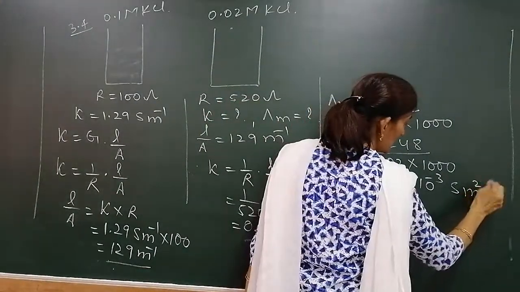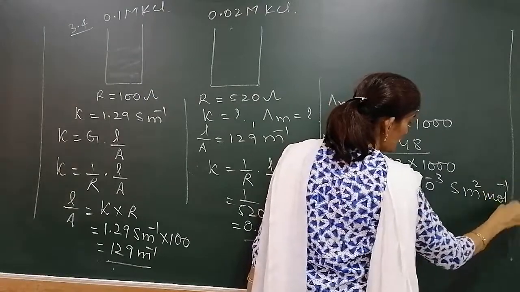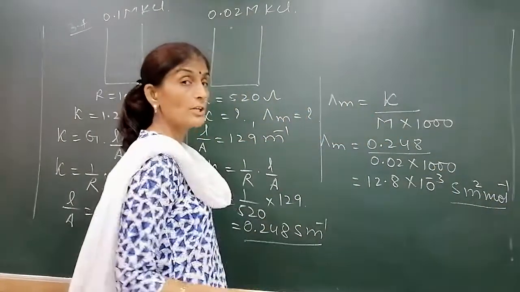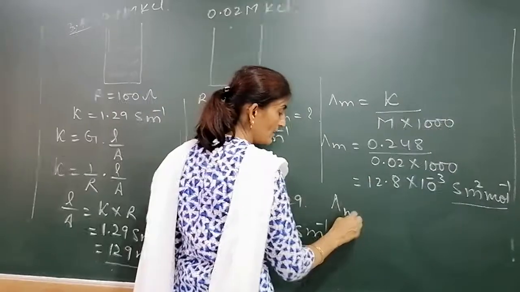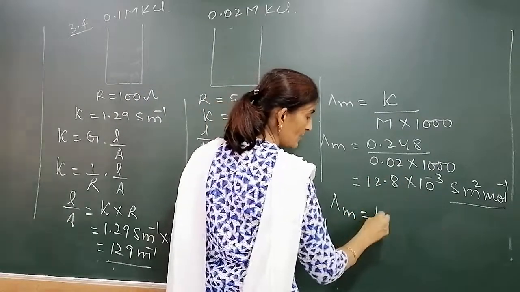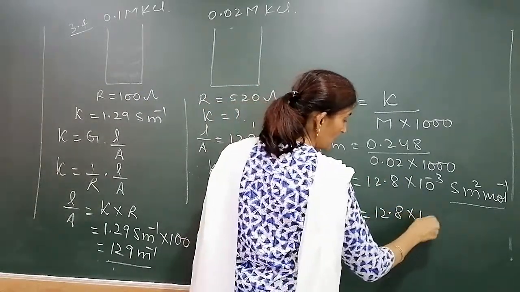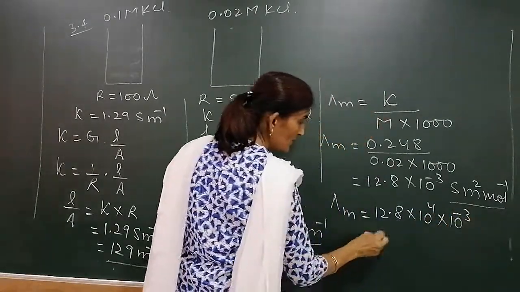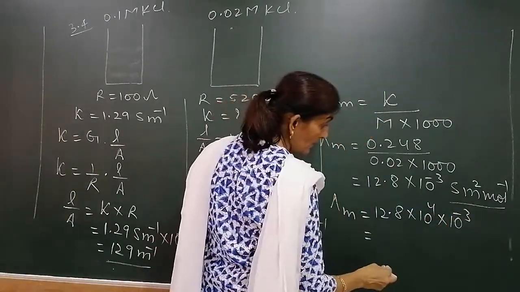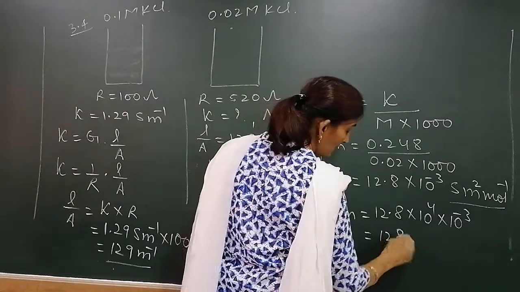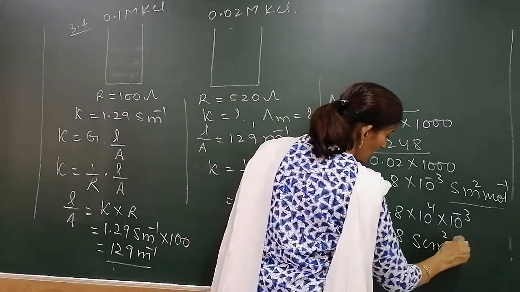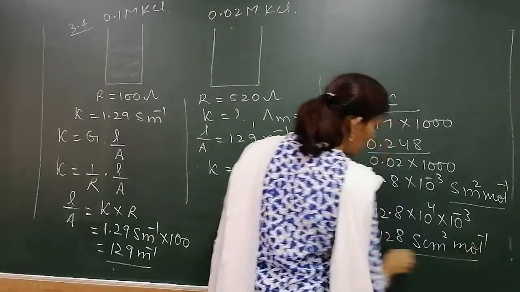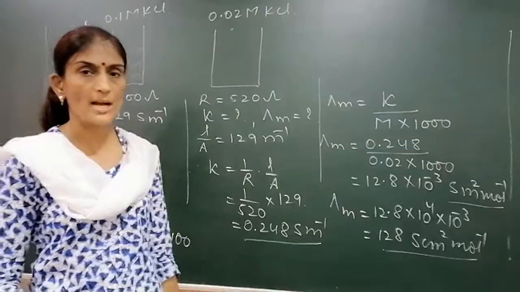What's the unit for this lambda m? Siemens meter square per mole. This is the unit. If you want to convert it into centimeter square, we can. To convert meter square to centimeter square, multiply by 10 to the power 4. 10 to the power minus 3 times 10 to the power 4 gives 128 Siemens centimeter square per mole. This way we can use different formulas. Okay.